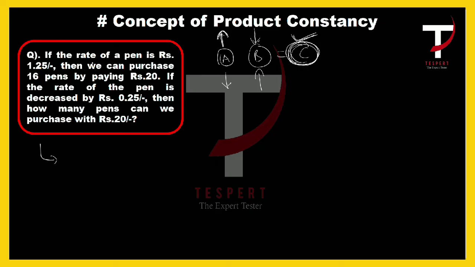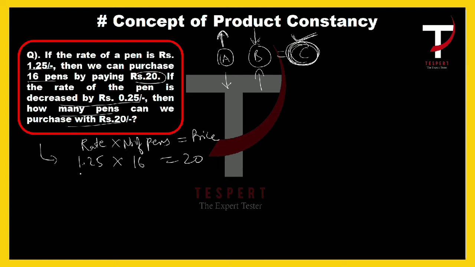Let's take this example so that you will understand. If the rate of a pen is rupees 1.25, then we can purchase 16 pens by paying rupees 20. If the rate of the pen is decreased by 0.25 rupees, then how many pens can we purchase with 20 rupees? So here rate into quantity is equal to price. In the initial case, the rate is 1.25 and you purchase 16 pens, spending 20 rupees.